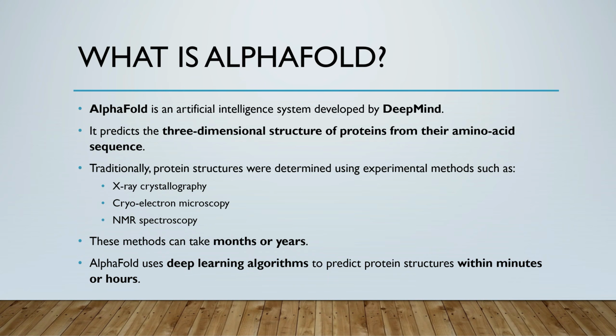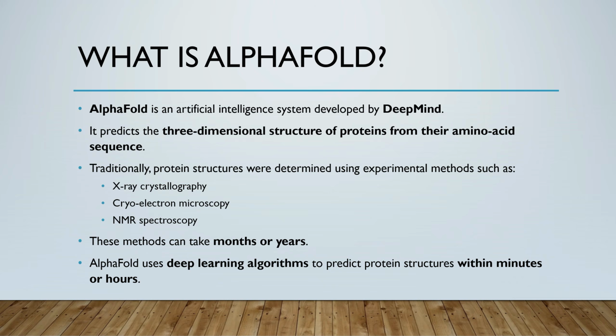Now what is AlphaFold? AlphaFold is an artificial intelligence system developed by DeepMind. It predicts the 3D structure of protein from their amino acid sequence. Traditionally, protein structures were determined using experimental models such as X-ray crystallography, cryo-electron microscopy, or NMR spectroscopy. But these methods can take months or up to years because it involves the mapping of every single amino acid one by one. This work has been made extremely easy by AlphaFold. AlphaFold uses deep learning algorithm to predict protein structure within minutes or hours.